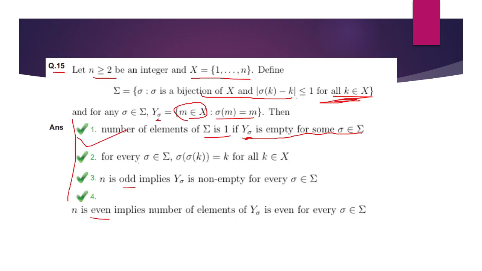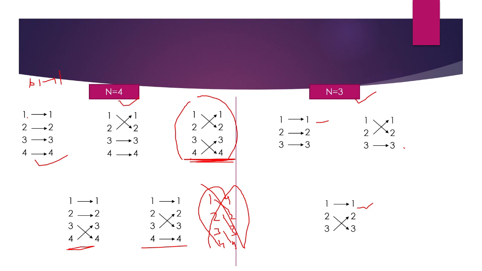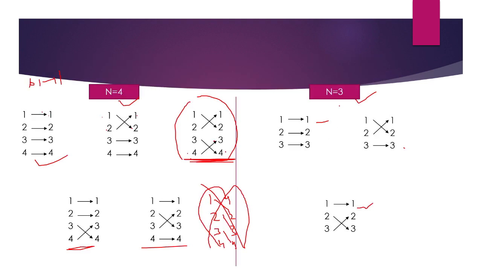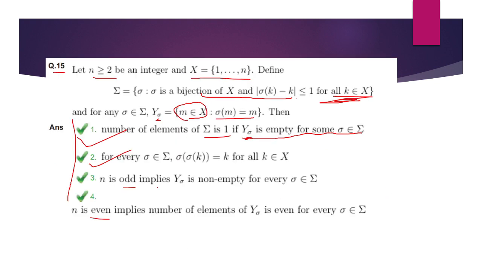For every sigma belonging to capital sigma, sigma k is equal to k. Now, suppose you take sigma of 1 is equal to 1. If sigma of 1 is 2, sigma of 2 is 1. Sigma of 3 is 4, sigma of 4 is 3. Therefore, it is always the case, so this option is also correct. Now, n is odd implies Y sigma is non-empty. See, it's odd, Y sigma is non-empty, we have so many elements, so the third option is again correct.